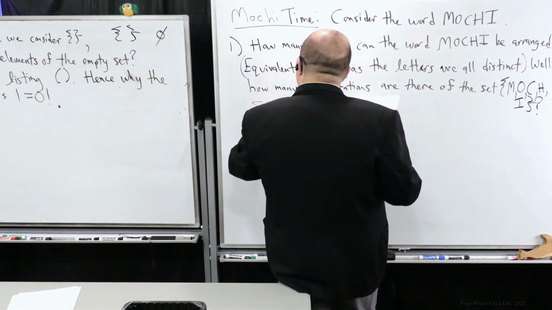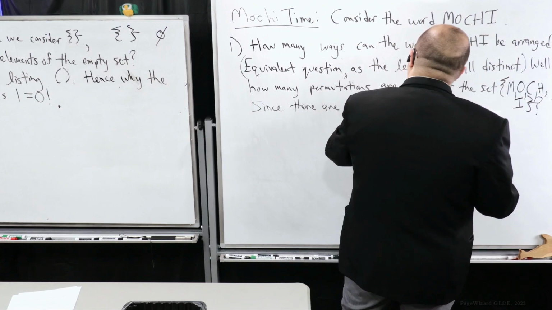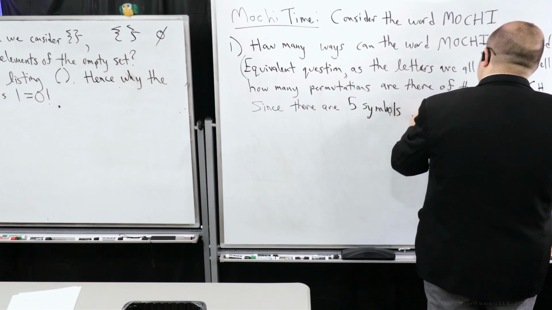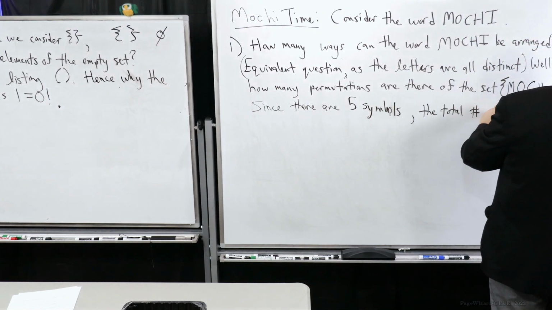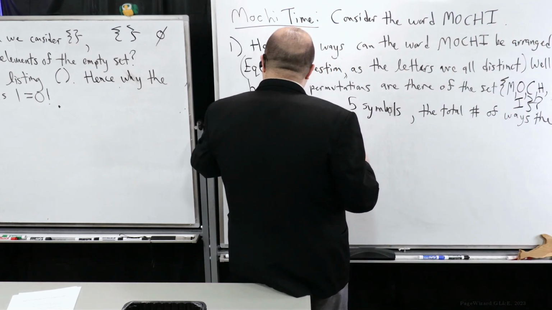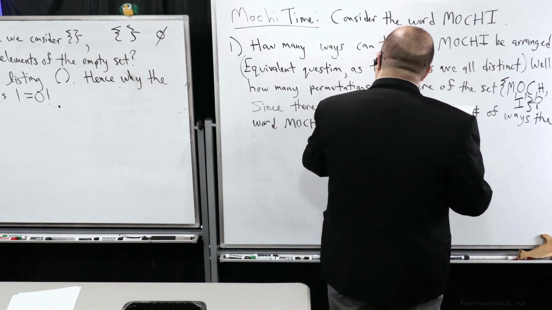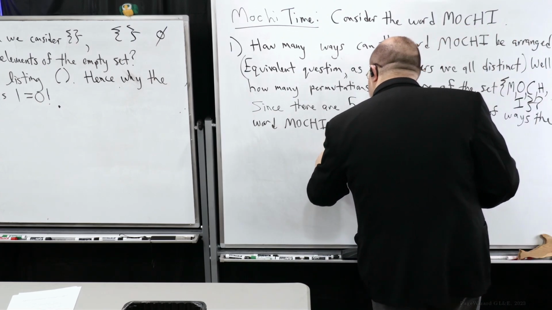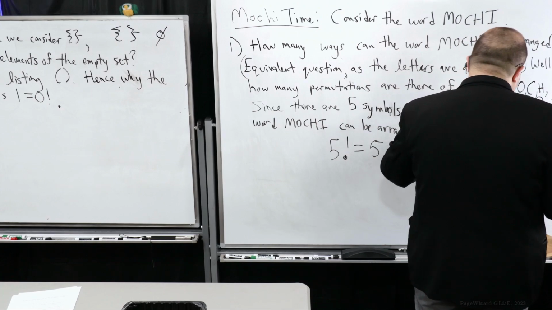So since there are 5 symbols, the total number of ways where the word mochi can be arranged is 5 factorial, right? Which is 5 times 4 times 3 times 2 times 1.